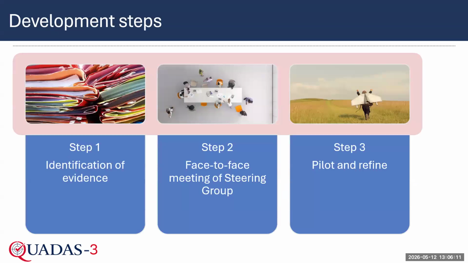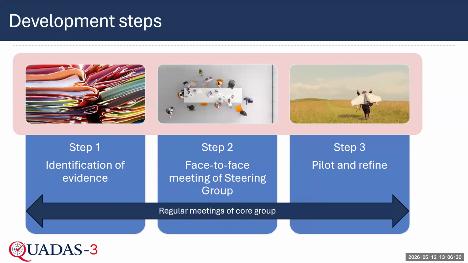So development steps. We had 3 broad steps in the development of QUADAS 3. The first step was identifying evidence. The next was a face-to-face group meeting of the steering group. And then finally, a lot of iterations going through piloting and refining different versions of the tool until we got to the final version that we were happy with. And across these 3 different steps, there were lots of regular meetings of our core group, lots of discussions, trying to think about how we respond to the evidence, how we can improve the tool, taking on feedback from piloting and going through lots of different iterations.